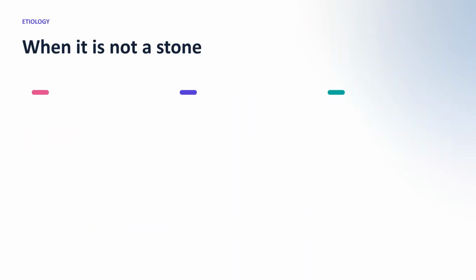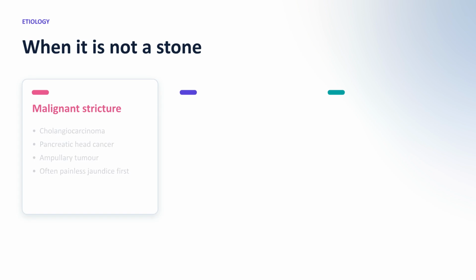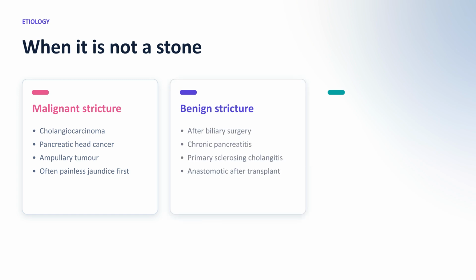Here are the causes that are not stones. Malignant strictures come from cholangiocarcinoma, pancreatic head cancer, or an ampullary tumor. These often announce themselves as painless jaundice long before any fever. Benign strictures follow biliary surgery, chronic pancreatitis, or primary sclerosing cholangitis.